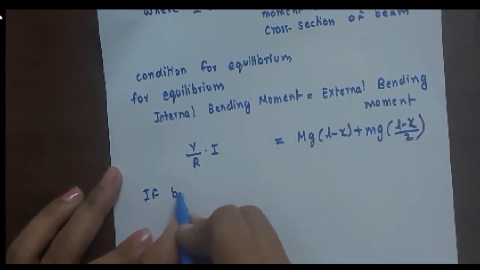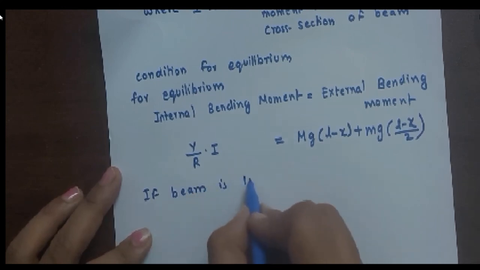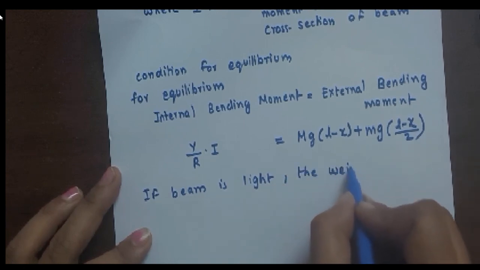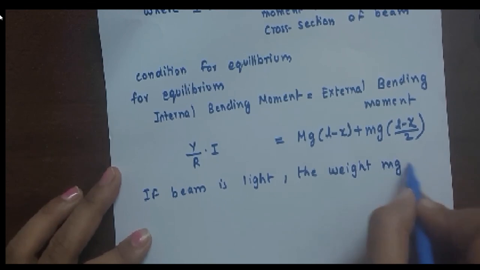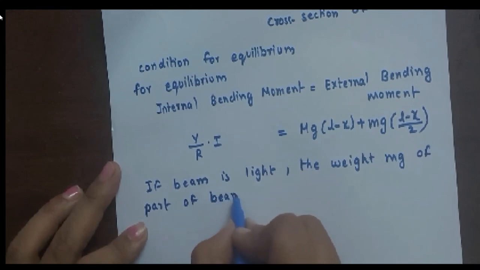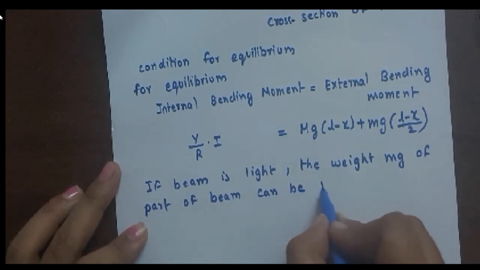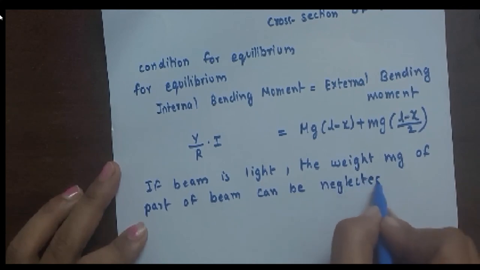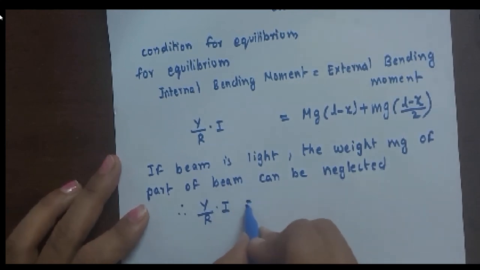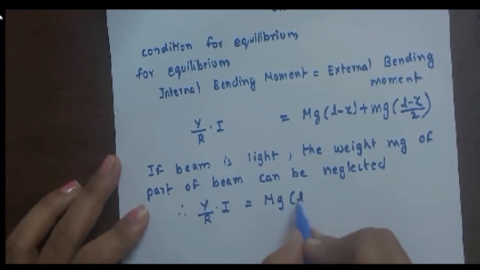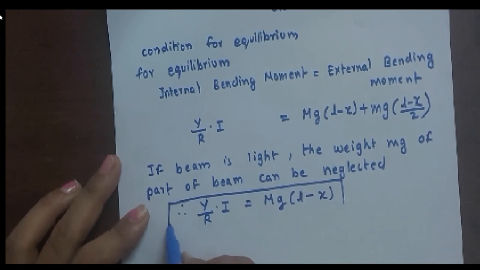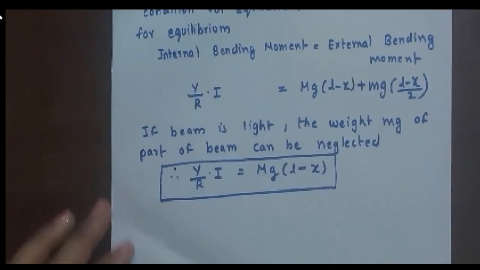If the beam is light weight, the weight mg of the part of the beam can be neglected. Therefore, Y upon R into I is equal to Mg into L minus X. This is a very important formula. Thank you.